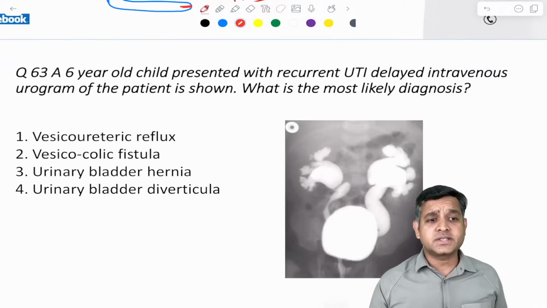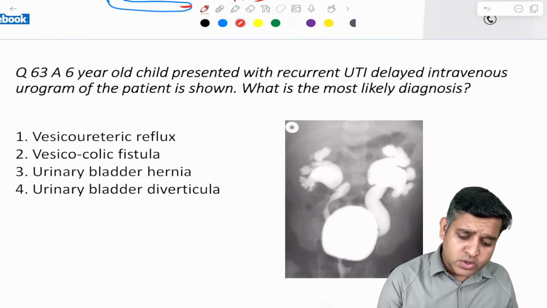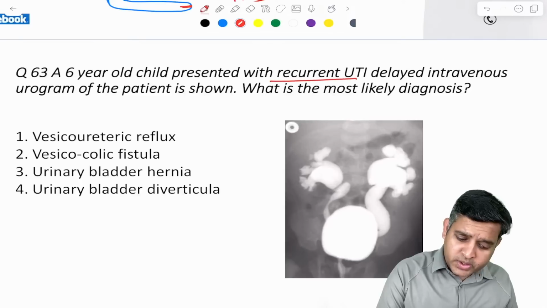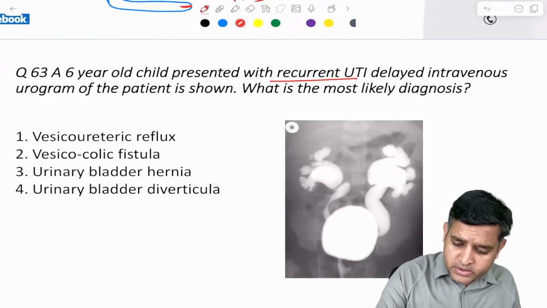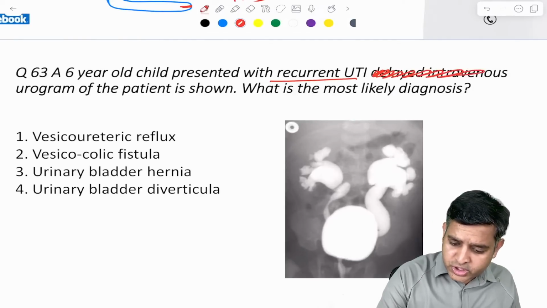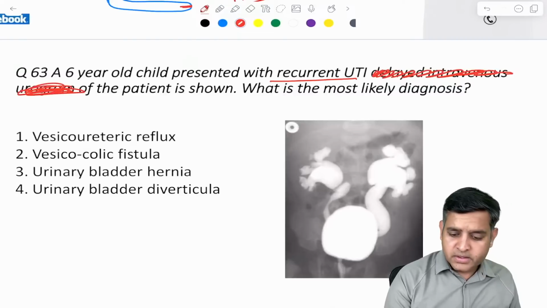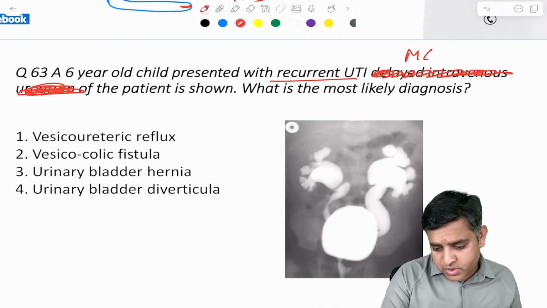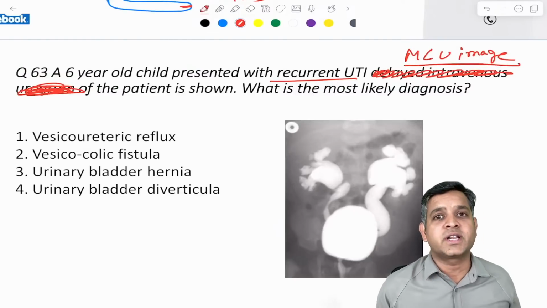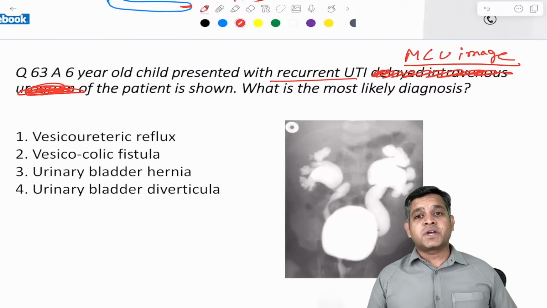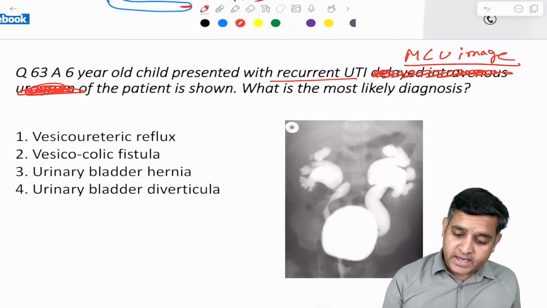Again, now let us see this. A 6-year-old child presented with recurrent UTI. Okay, so I have to change slightly for this here. The question says MCU image is given below. This was the NEET PG 22 question. I distinctly remember it. MCU image of the patient is shown. What is the most likely diagnosis?